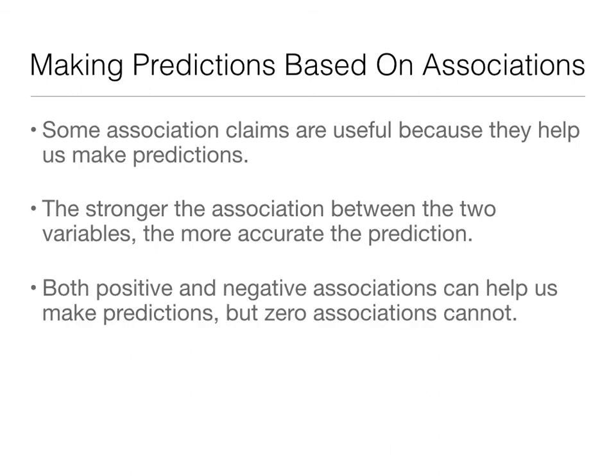And you can have positive correlations, positive associations. You can have negative correlations, negative associations. And they can help us make predictions. But when there's no relationship, we can't make a prediction.